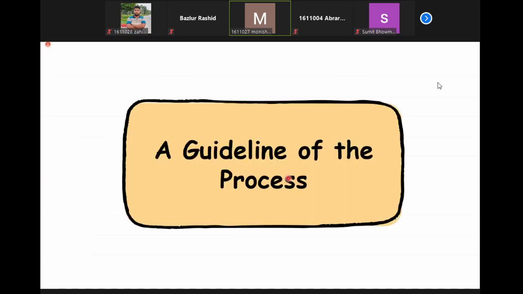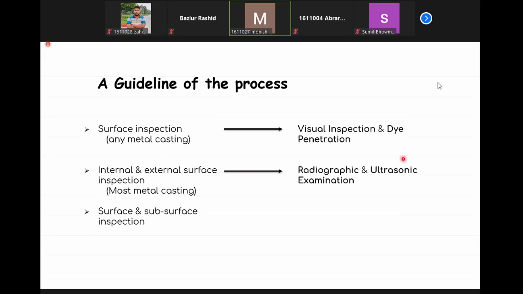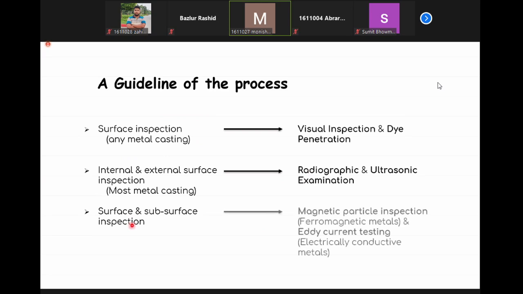And finally, the guideline of the process. For surface inspection in any kind of material, we can go with visual inspection and dye penetration. For internal and external surfaces, we may choose radiographic and ultrasonic examination, and finally, surface and subsurface defects can be inspected by magnetic particle inspection and eddy current testing.